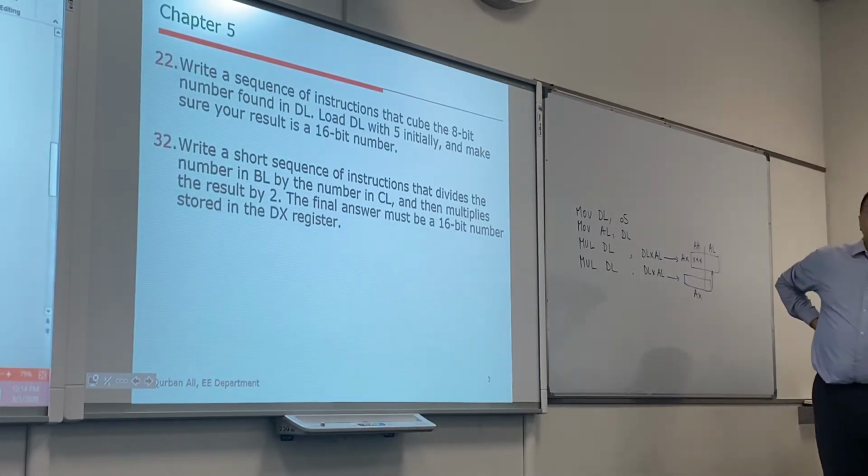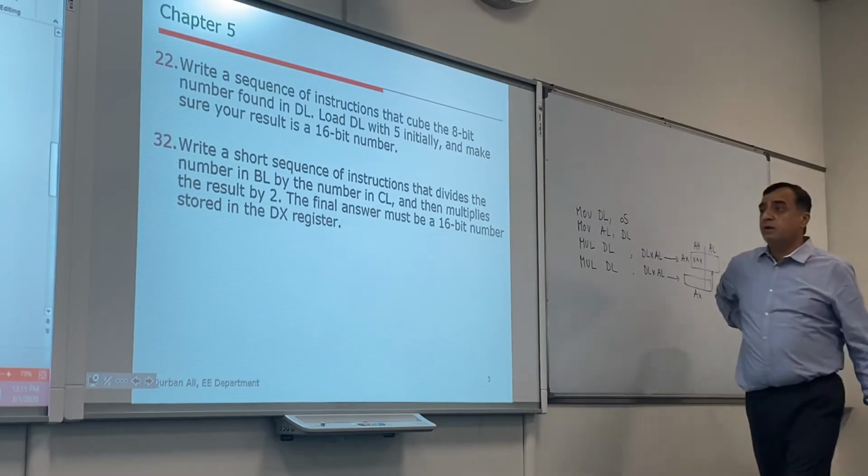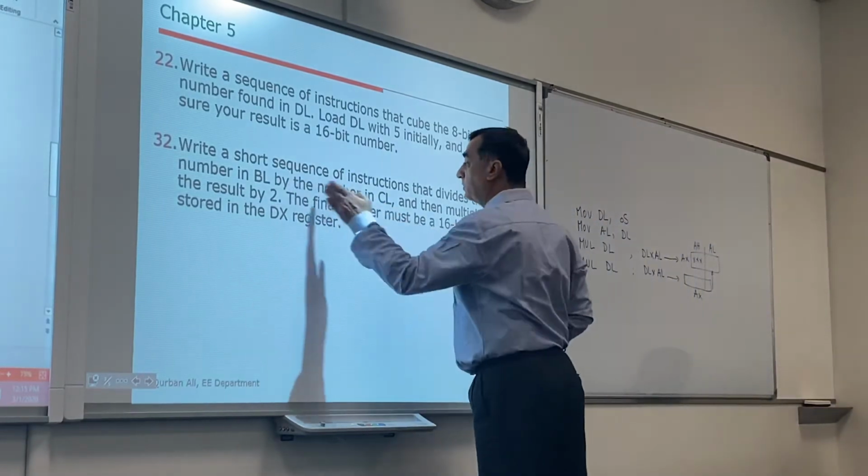Write a short sequence of instructions that divides the number in BL by the number in CL. This was in the quiz, right? Yes. Okay, and then multiply the result by 2. Final answer must be a 16-bit number stored in the DX register. So first we want to divide the number in BL by the CL.